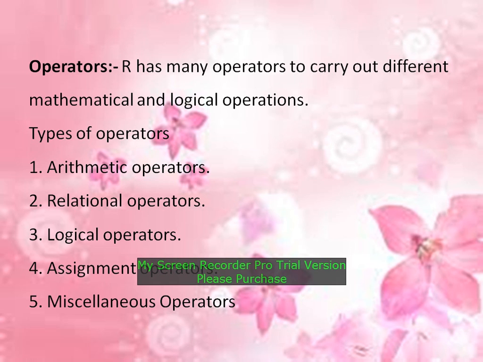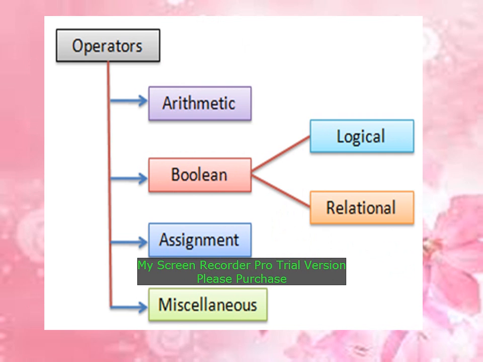After that we will see assignment operators and miscellaneous operators. Assignment in R is nothing but an arrow. We will also see what other assignment operators and miscellaneous operators there are in R. The first one is arithmetic operators. This is the representation of the operators: arithmetic; Boolean, which is again divided into logical and relational operators; and assignment and miscellaneous operators.